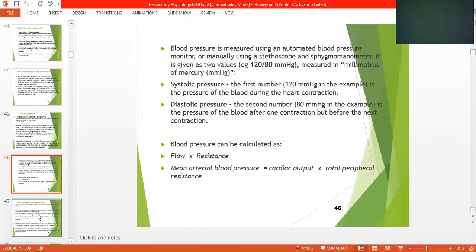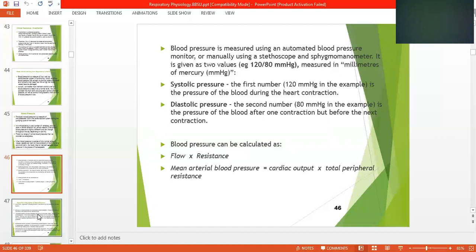Systolic blood pressure, the first number, 120 mmHg in the example, is the pressure of the blood during the heart contraction. When the heart contracts, we call it systole, and this is represented by 120 mmHg pressure. And diastolic, the second number, 80 in the example, is the pressure of the blood after one contraction but before the next contraction. It means when the heart relaxes and takes in deoxygenated blood in the right atrium and right ventricle, that pressure is known as diastolic pressure, which is 80.